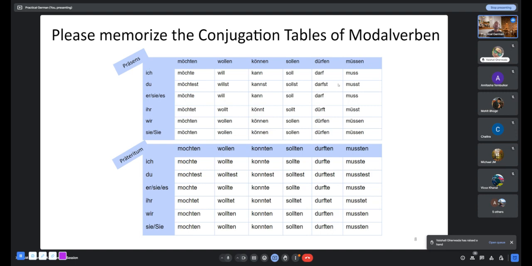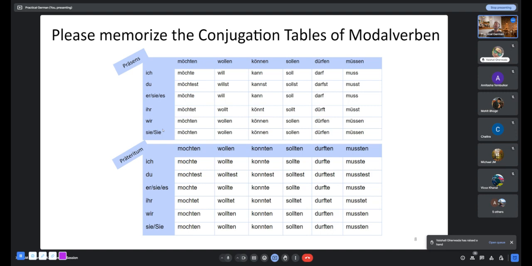But if you still find it difficult to remember, let's look at how easy it is. At the very top you have the verbs in their normal form, the infinitive form or Grundform: möchten, wollen, können, sollen, dürfen, müssen. Now for wir and sie, it does not change. The verb remains as it is. So for the last two rows, you don't have to remember. As long as you know the verb, the conjugation does not change for wir and sie.